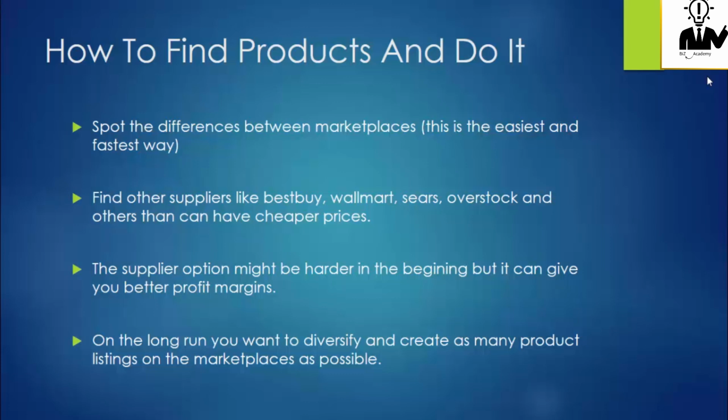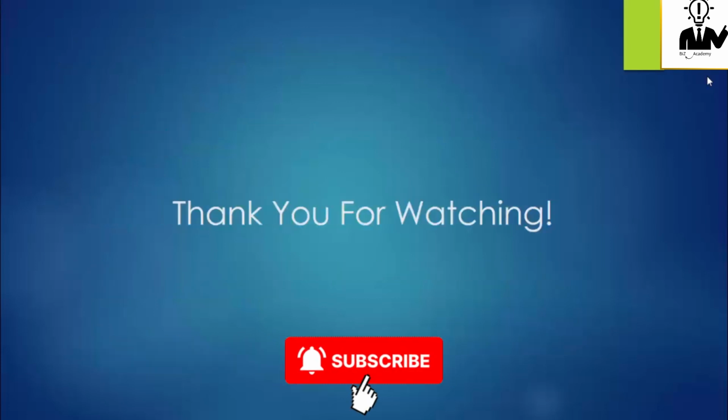In the long run, you want to diversify and create as many product listings on the marketplaces as possible, so you have more chances to sell. So basically, this is how this works. It's not complicated at all.